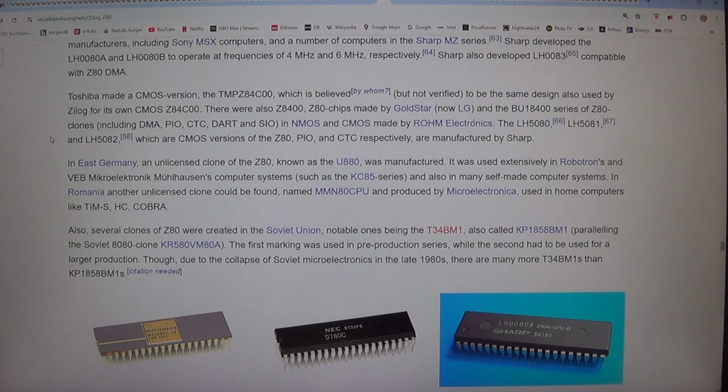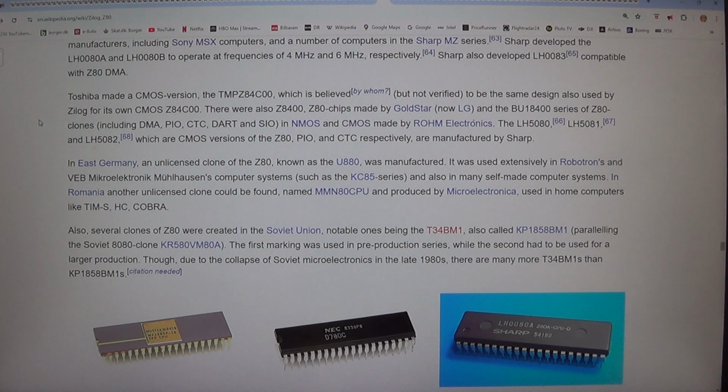Toshiba made a CMOS version, the TMPZ84C00, which is believed, but not verified, to be the same design also used by Zilog for its own CMOS Z84C00. There were also Z8400 Z80 chips made by Gold Star, now LG, and the BU18400 series of Z80 clones, including DMA, PIO, CTC, DART and SIO, in MOS and CMOS made by ROHM Electronics.